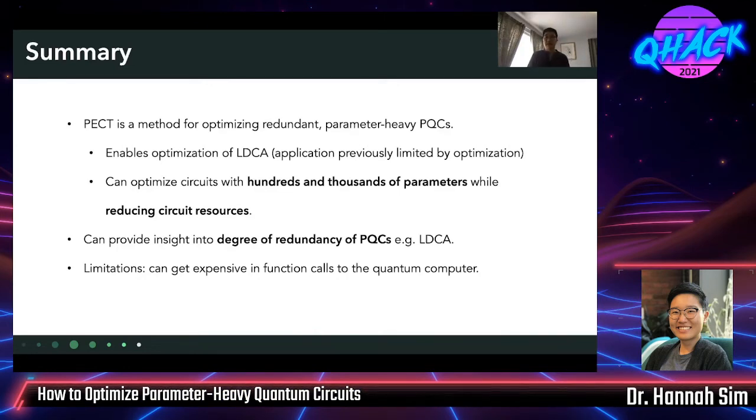And so, from the last slide, by rerunning optimization runs many times for a given circuit using PECT, if a high ratio of these runs are successful, this can provide additional insight into the degree of redundancies of PQCs. But one limitation I'd say of PECT is that because you're running a lot of these smaller VQE optimizations, overall this can get quite expensive in the number of total function calls that you make to the quantum computer.